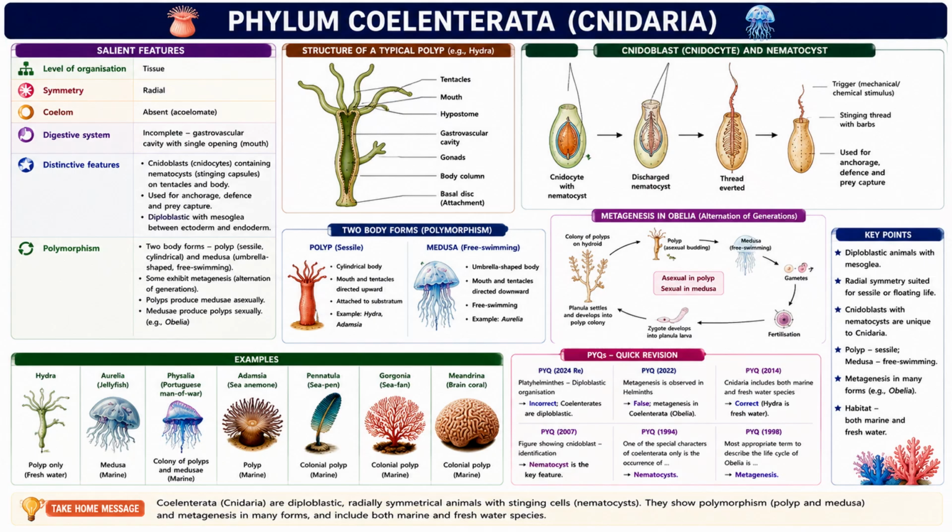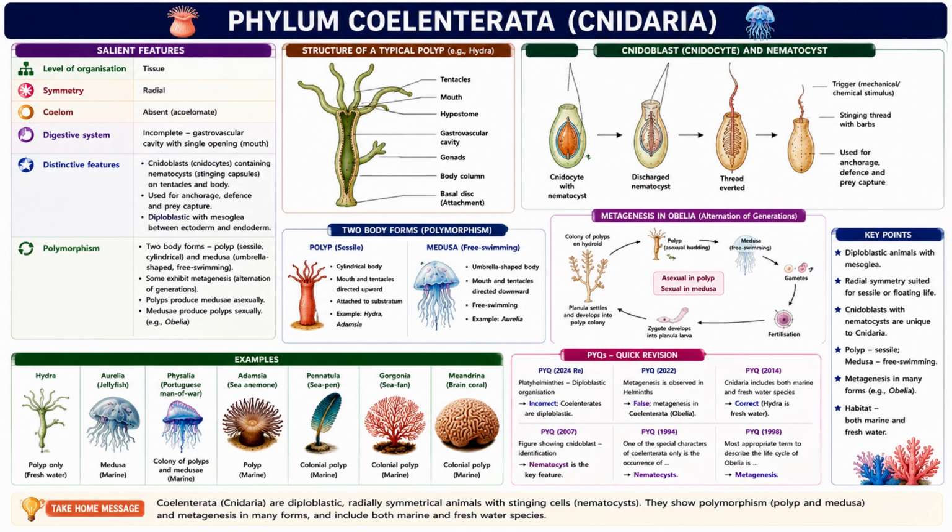The two body forms you have to compare directly. Polyp is sessile and medusa is free swimming. Polyp is cylindrical, medusa is umbrella shaped. Polyp has mouth and tentacles and medusa also has mouth and tentacles but directed downwards. Attached to the substratum is polyp, free swimming is medusa. Examples are Hydra and Adamsia, and the medusa example is Aurelia.